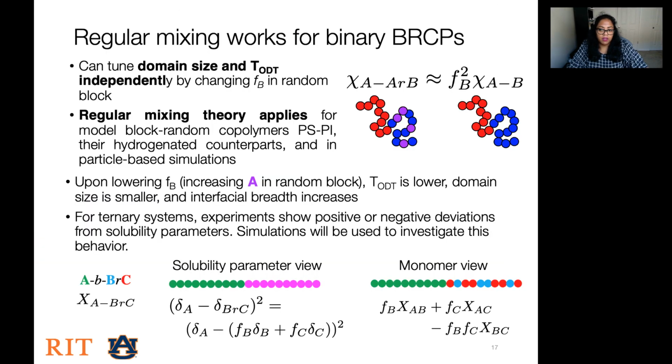I'm going to leave you again with the conclusion slide. So it really looks like the monomer view might be a more general thermodynamic mixing view.